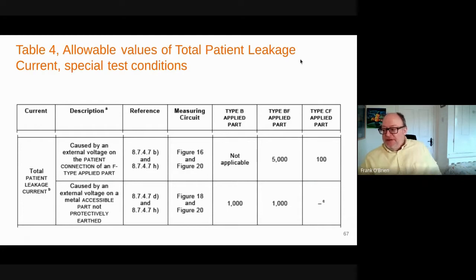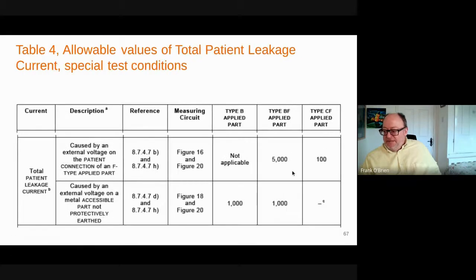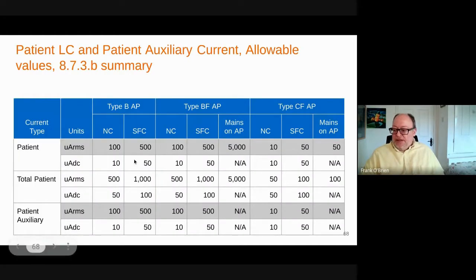Table 4, allowable values, total patient leakage. This is the F-type, mains on the F-type. Same limits. So total patient, we didn't see the 2 times. Oh, yeah, it's 2 times here. But not 2 times here, okay? 1 time still. And yet it's total patient, all the applied parts together. All right, so the gray is what we know and love, and the DC or whatever other situations, they're all here.